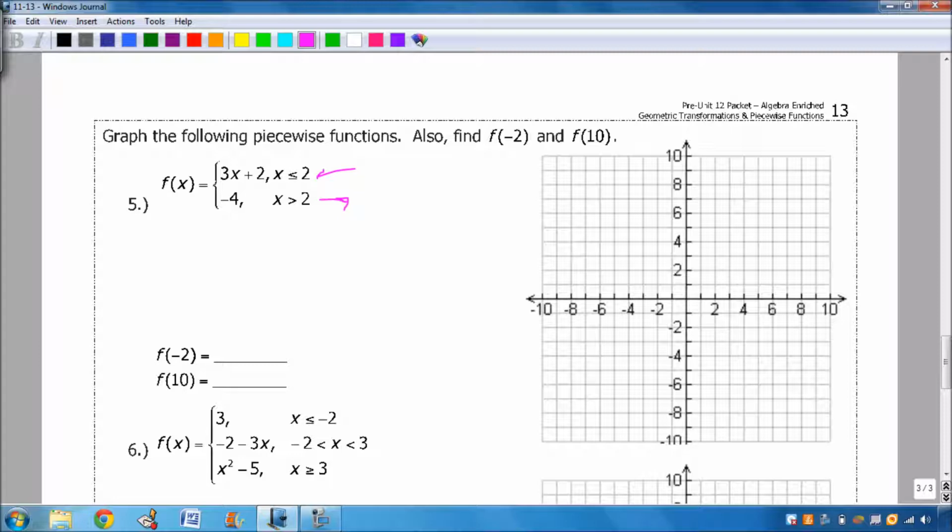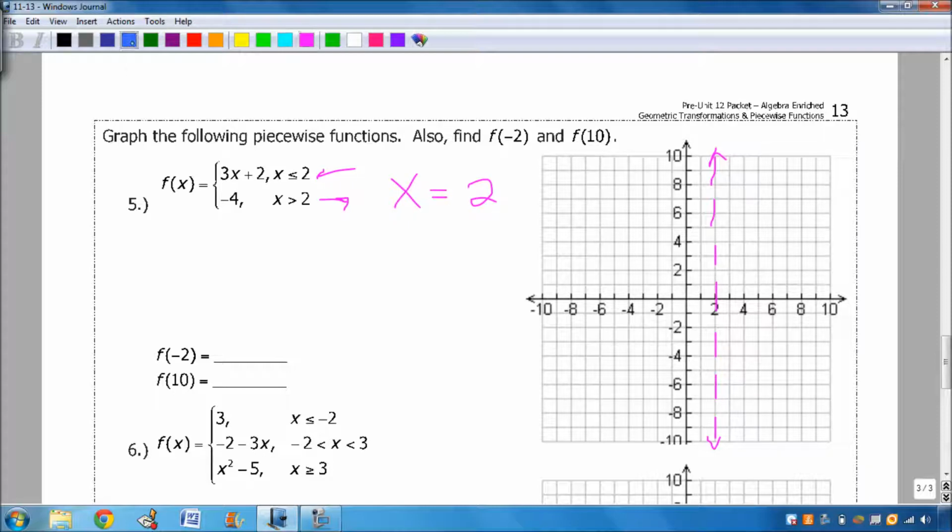So what I'm going to do is I'm going to cut my graph right where it says that the first piece ends and the second piece begins. So the break occurs at x equals 2. So I drew a vertical line to represent where my break is.